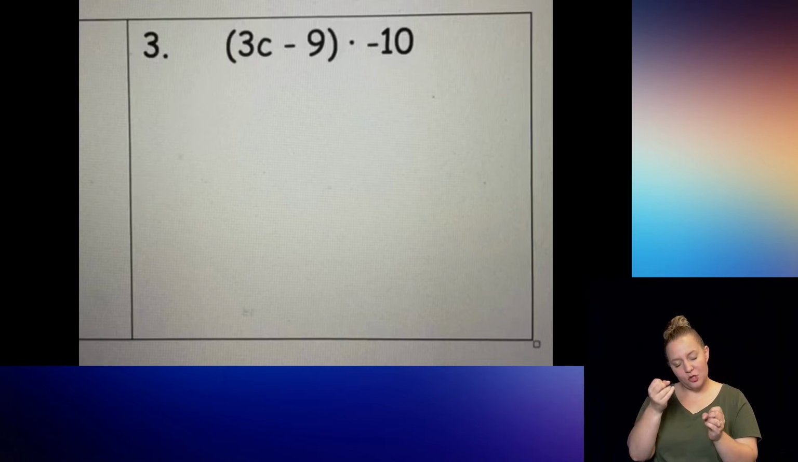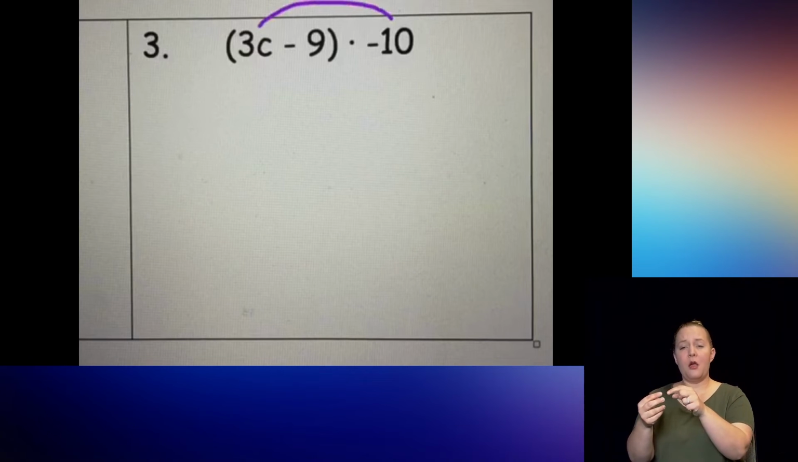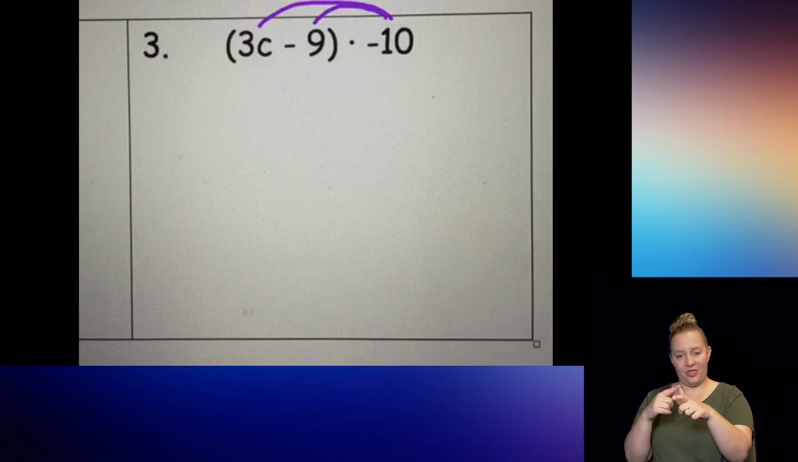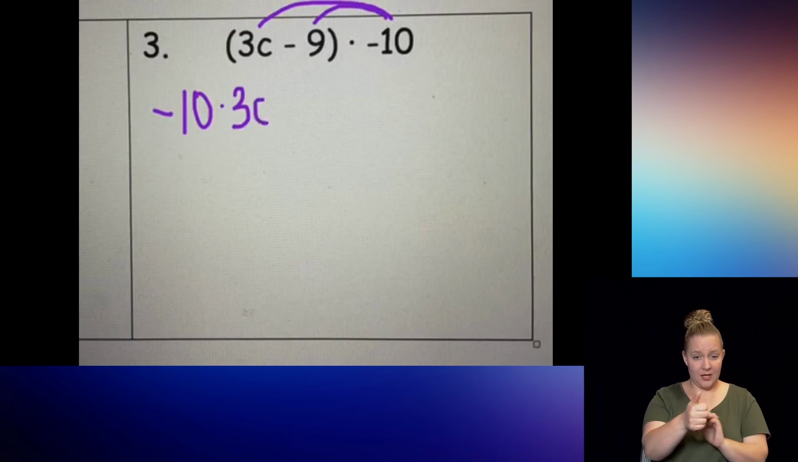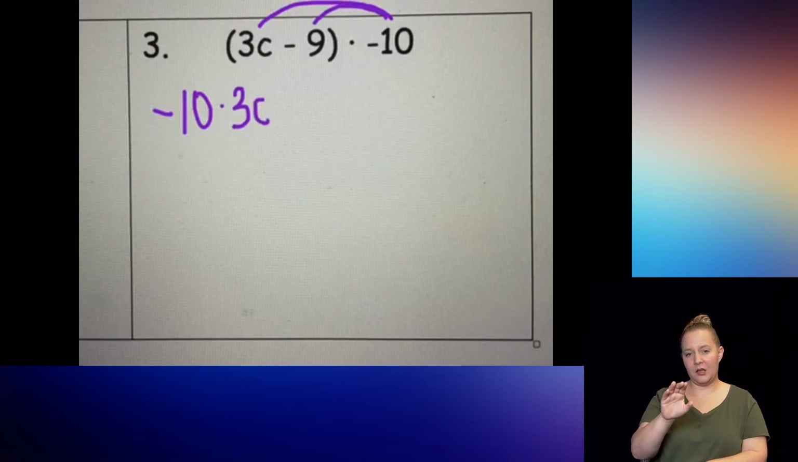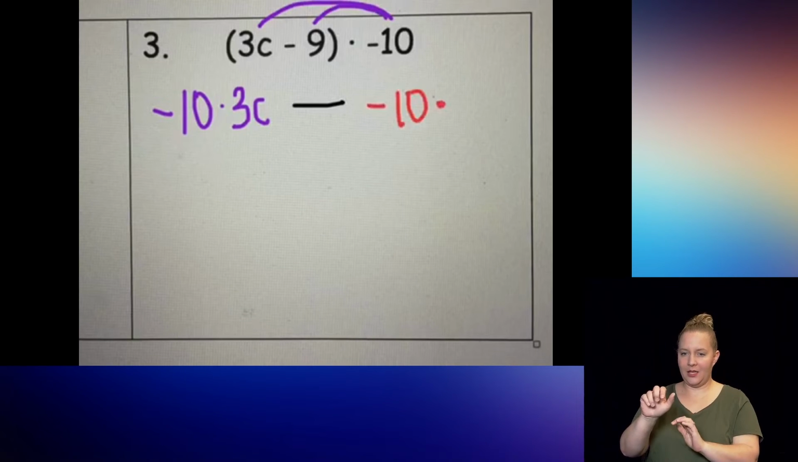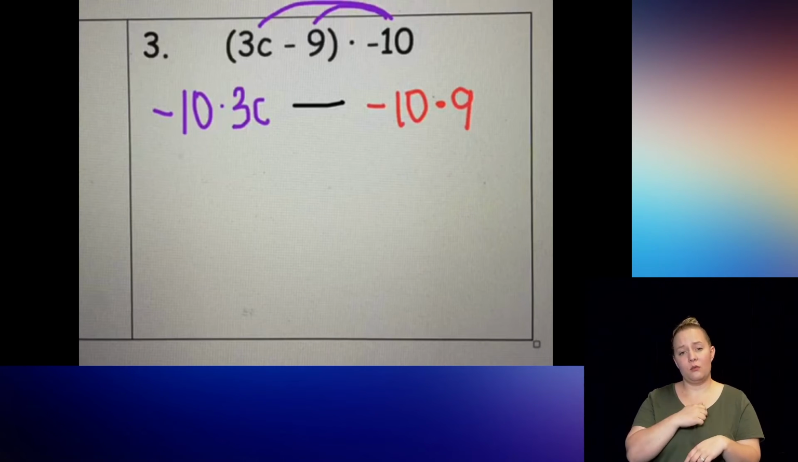So again, I'm going to take this negative 10 and distribute it to the far left term first. Then I'm going to take the negative 10 and distribute it to the far right term. So we get negative 10 times 3c. Let's bring down our big minus sign. Then we have negative 10 times 9. All right, so hopefully we're good so far. All we did was write out what our distribution was.